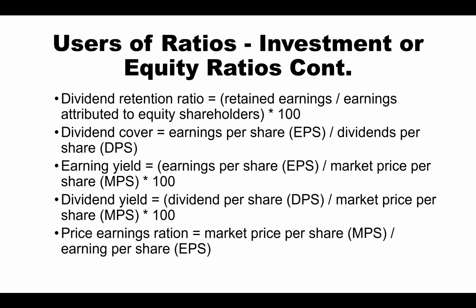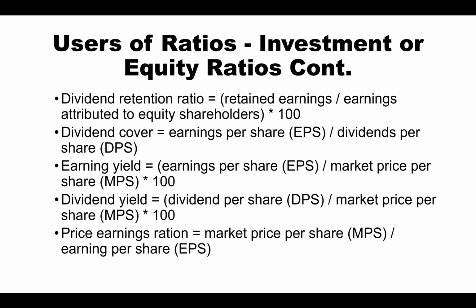We have the dividend yield. This one measures how much an investor expects to receive from cash dividends for every share purchased or invested in a company. So for the dividend yield, you have to take the dividend per share, DPS, divide it by the market price per share, then multiply by 100, so that you get the dividend yield.